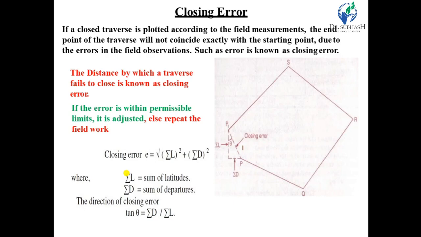For removing the closing error, we have some formulas. Closing error is equal to the square root of (summation L) squared plus (summation D) squared, where summation L is the sum of latitudes and summation D is the sum of departures. The direction of the closing error is given by tan theta is equal to sigma D by sigma L.